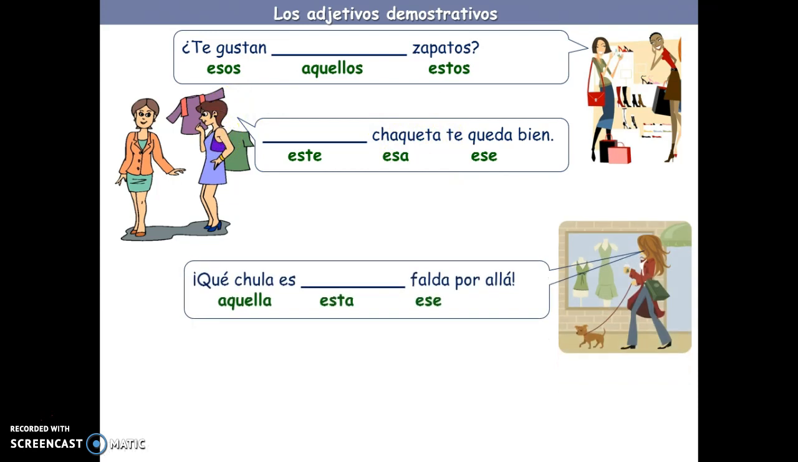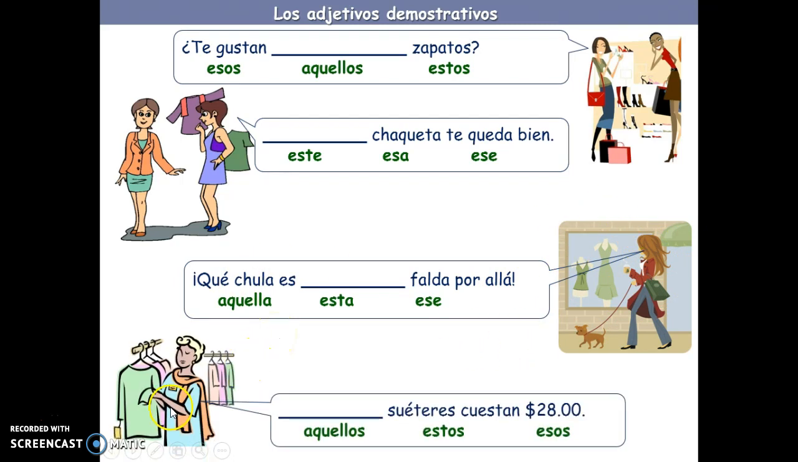Qué chula es blank falda por allá. How cool is that? I'm sorry, I kind of gave it away to you. How cool is that skirt in there? So over there in the store. And then blank suéteres cuestan $28. So blank sweaters cost $28. Which one would you pick?